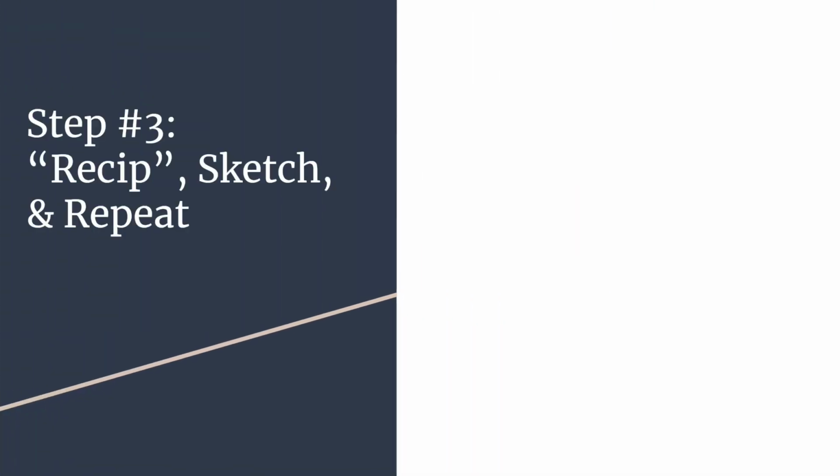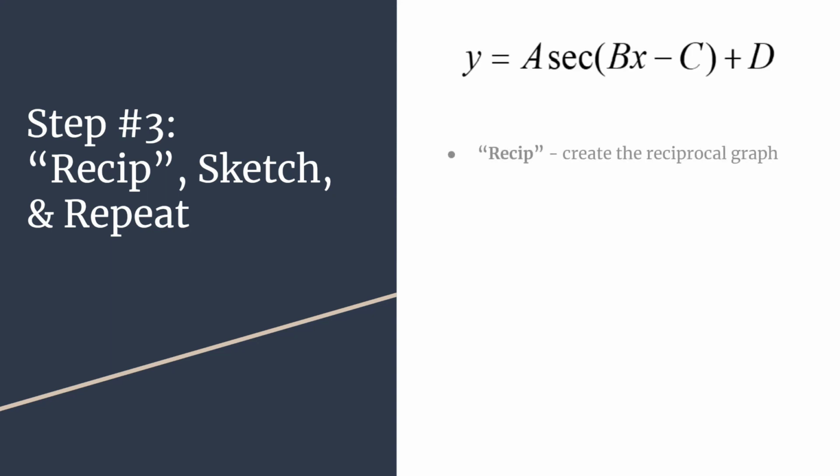All right, so step 3 is where we actually create the reciprocal graph. We build off that intermediate companion graph. Okay, so our maximum, that first point, will become a local minimum for the secant graph. So that's the maximum of the cosine companion. The first 0 will turn into an asymptote.